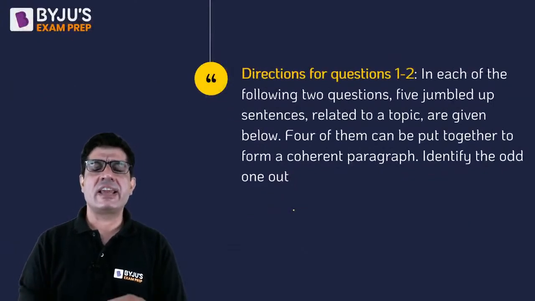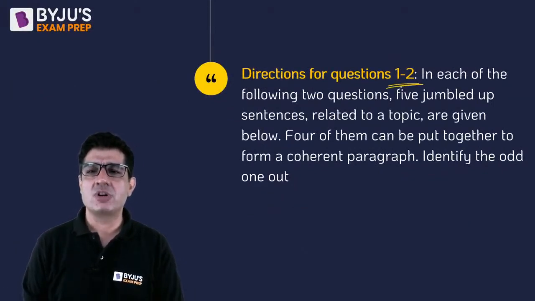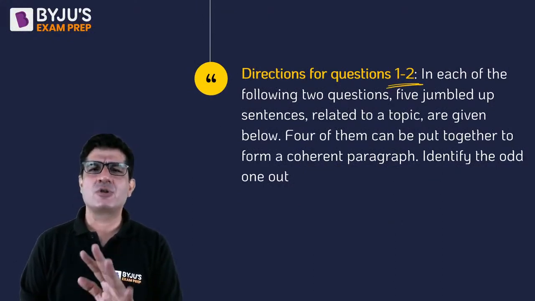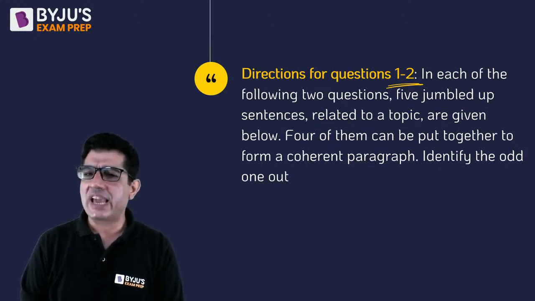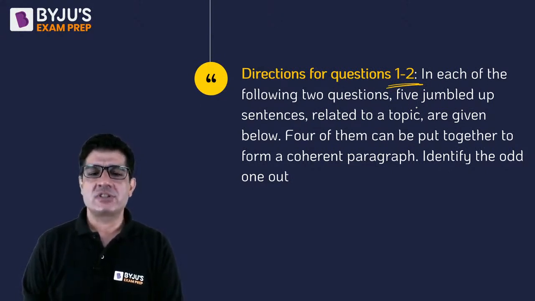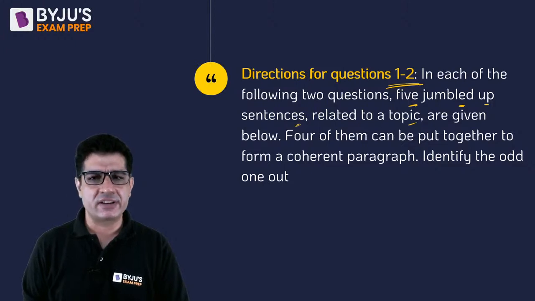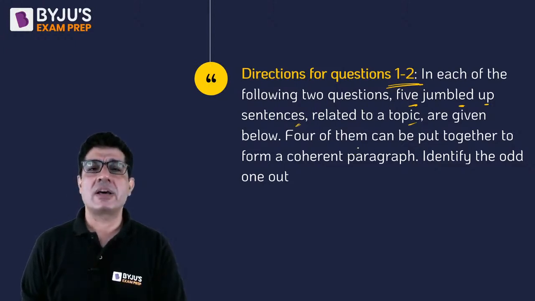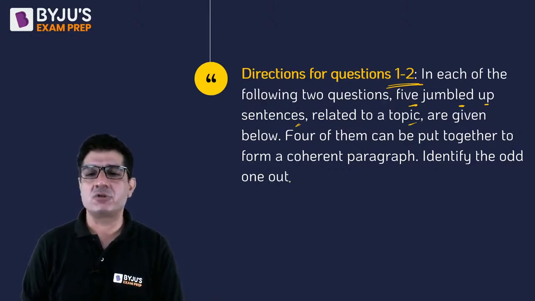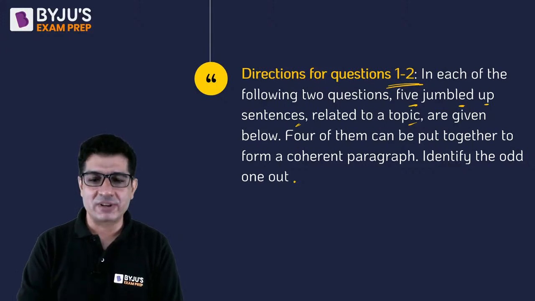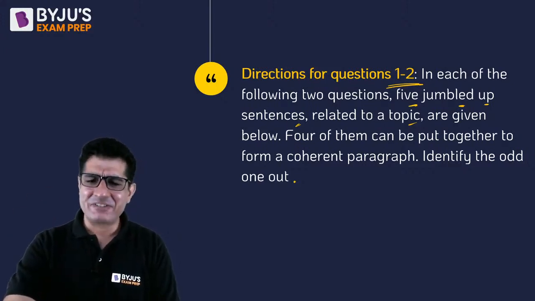So here are the directions for the first two questions. We normally start with the passage, but then I wanted to switch things up a bit. So what do we have here? Two questions. Each one of the two questions gives you 5 jumbled up sentences related to a topic. 4 of them are going to be part of the same paragraph, one does not, and that is the one that you need to choose as your answer. So we normally call this question the paragraph odd one out. Let's go ahead and dive into it then.